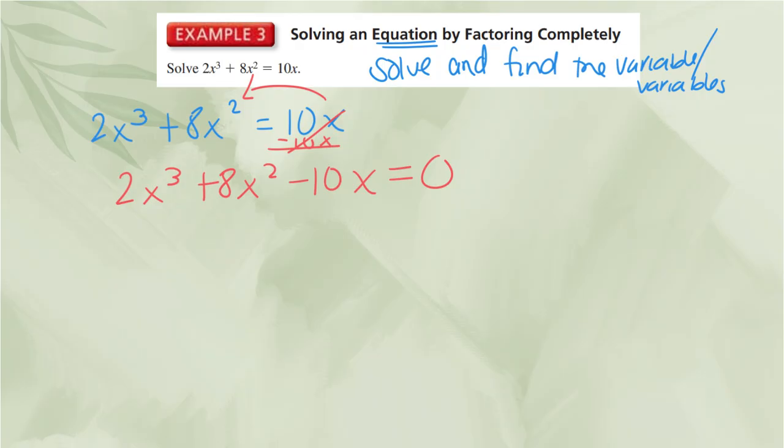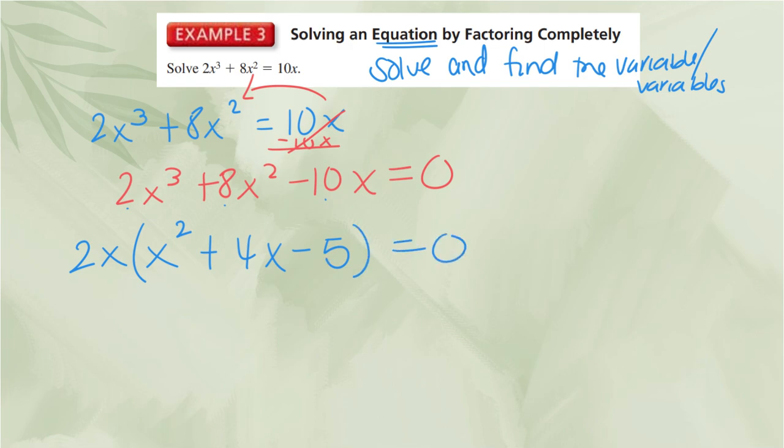And I can see that here I'm going to have the GCF of 2, 8, and 10 will be 2 and also 1x. So it's going to be 2x on the outside. And I'm left inside with x squared plus 4x minus 5 equals 0.